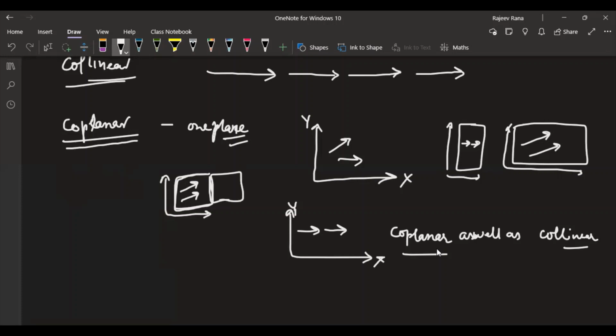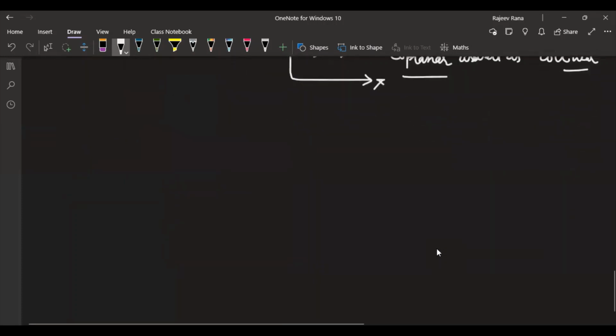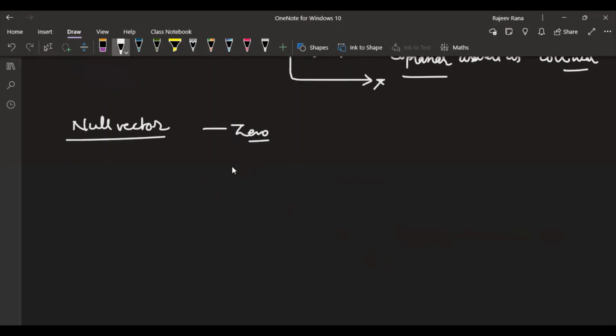Now, these types of vectors must be given in your book. You can just read them. The last point we discussed was the null vector. Null means zero, so neither a magnitude, meaning no value, nothing, nor a direction. Neither a magnitude nor a direction.